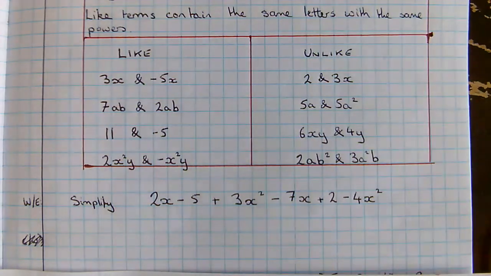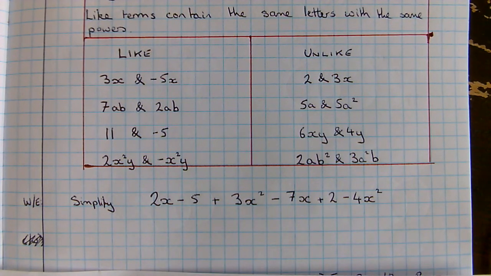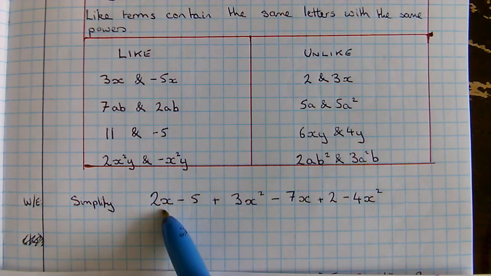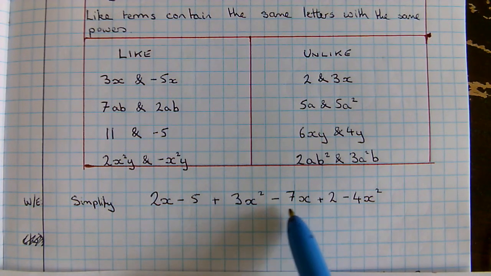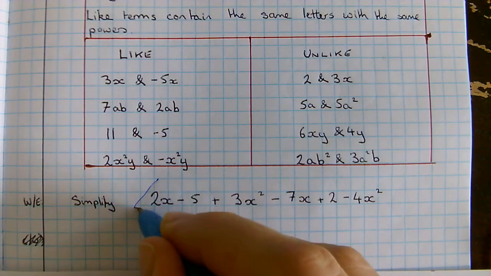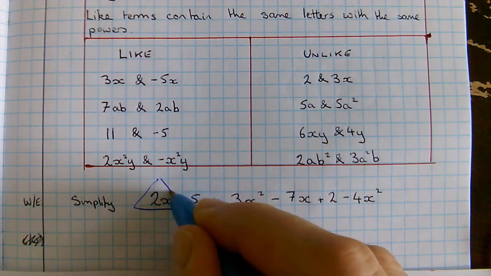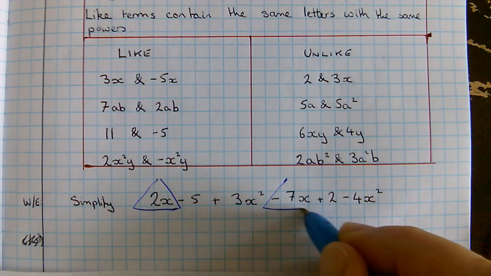So we've now got an example where I'm asked to simplify an expression containing 1, 2, 3, 4, 5, 6 terms. And before we do anything, let's think about what terms are like each other. So here I've got my 2x term. Now that's not like this number term, it's not like an x squared term, but it is like my minus 7x. So what I'm going to do is just draw a little triangle around it. Now notice, when I draw my triangle around it, I'm also including the sign in front.